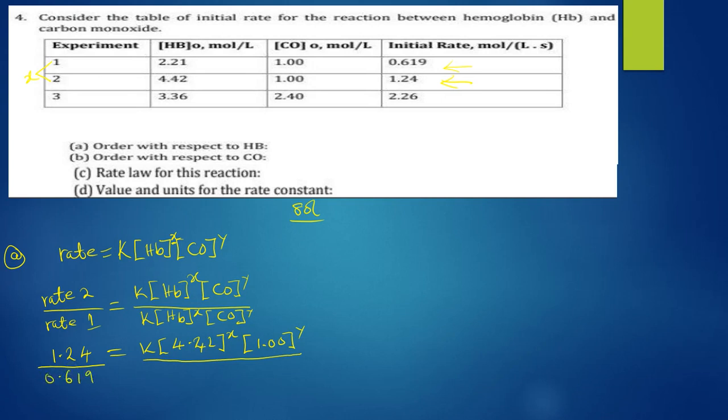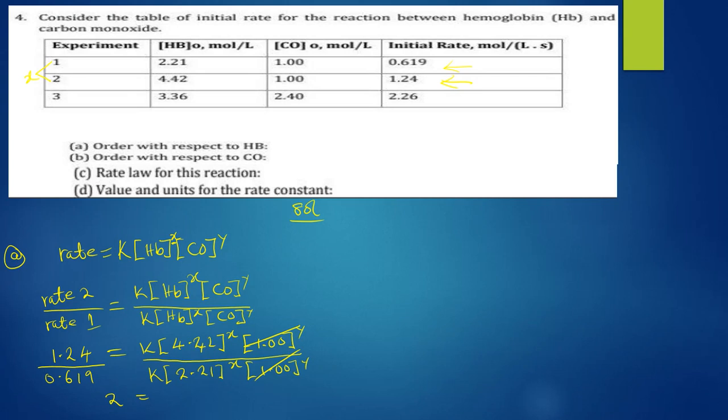0.619 like that. And then you write your K, and then what's your concentration for hemoglobin on experiment 1? So that is 2.21 like that, and then you raise it to X like that. And then what's your concentration for carbon monoxide on experiment 1? So that is 1.00, raised to power Y like that. And then here what do you do? So you start dividing. So 1.24 divided by 0.618, that's going to give you 2, then you say is equal to, and then here this is common and this is common, so you cancel just like that.